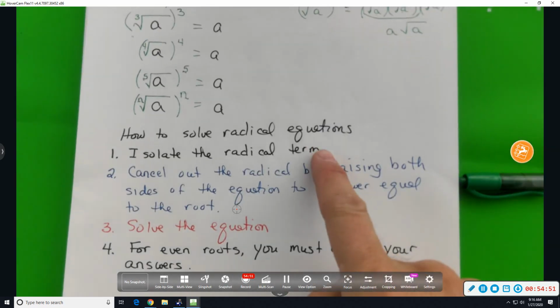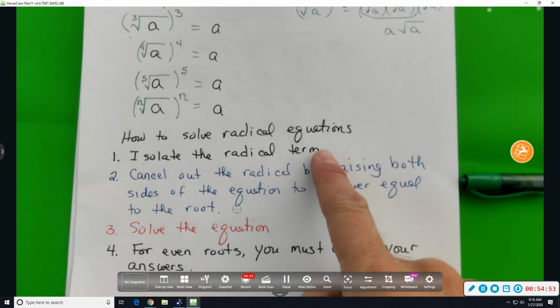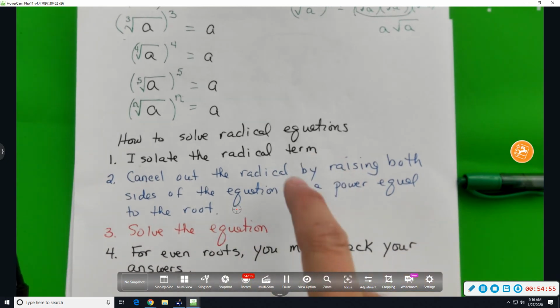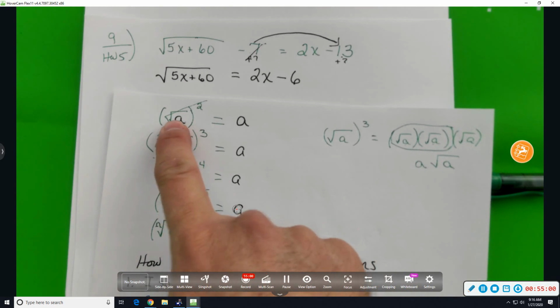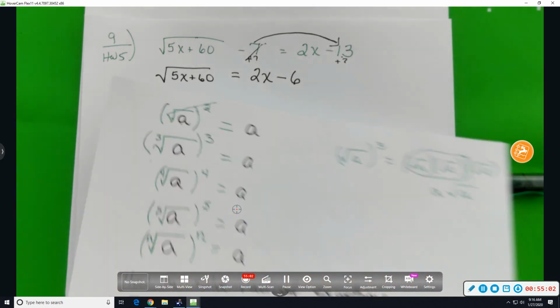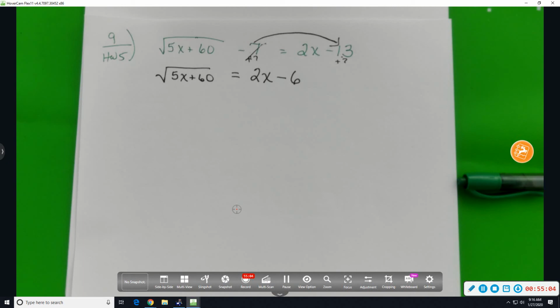First of all, isolate the radical term. Now comes the critical part where I have to cancel out the radical. Well, what'll cancel out a square root? A square. So you're going to square both sides.